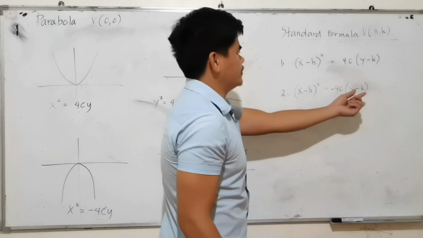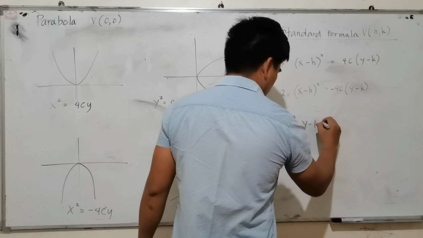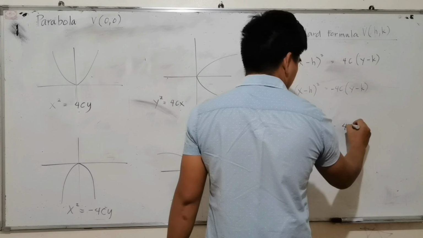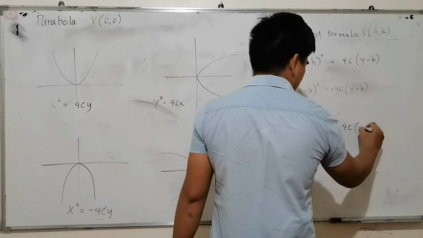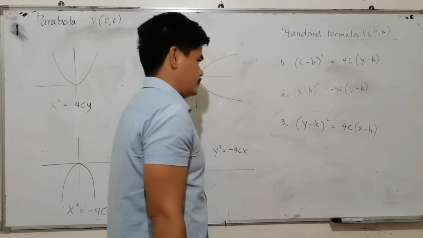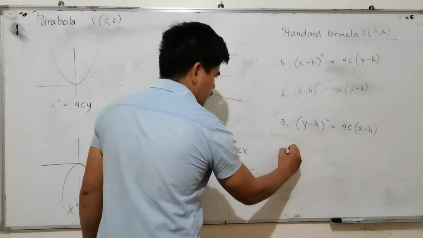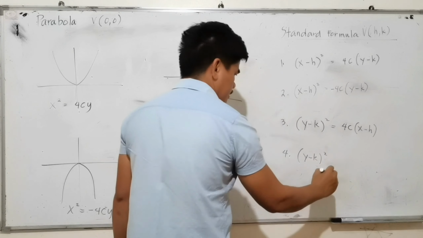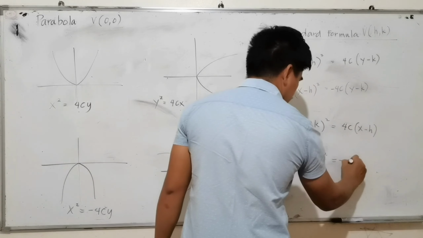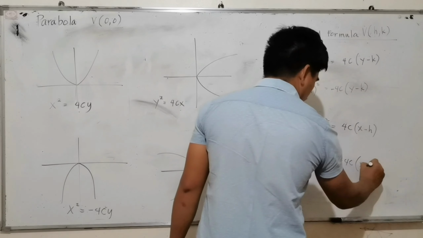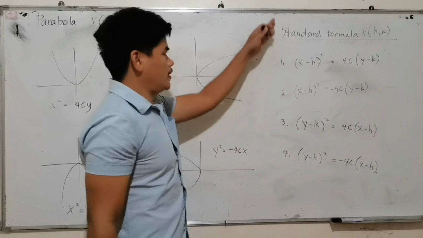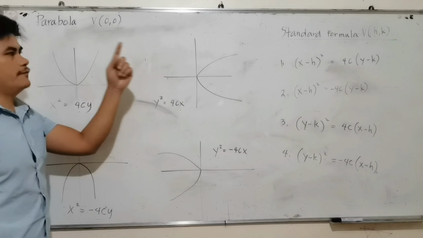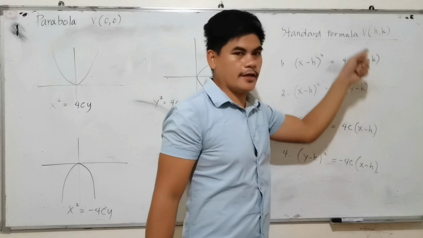For number 3, if the graph is opening to the right, take note, the partner for y is k. (y minus k) squared equals 4c times (x minus h). Then number 4, we have (y minus k) squared equals negative 4c times (x minus h). These are the standard formulas of a parabola in which the vertex is at (h, k). So that's it.